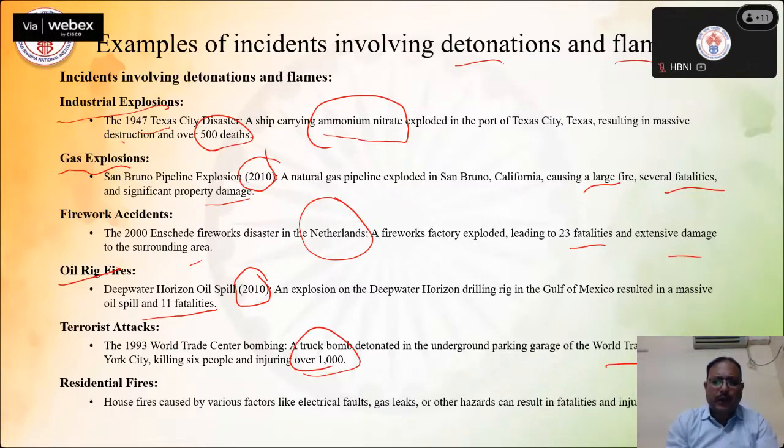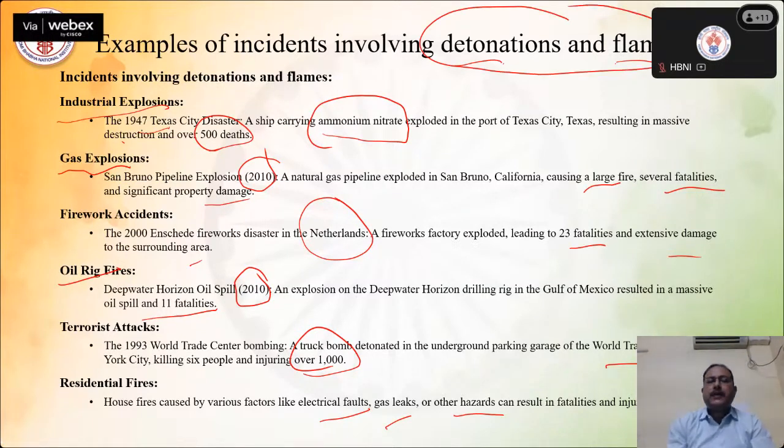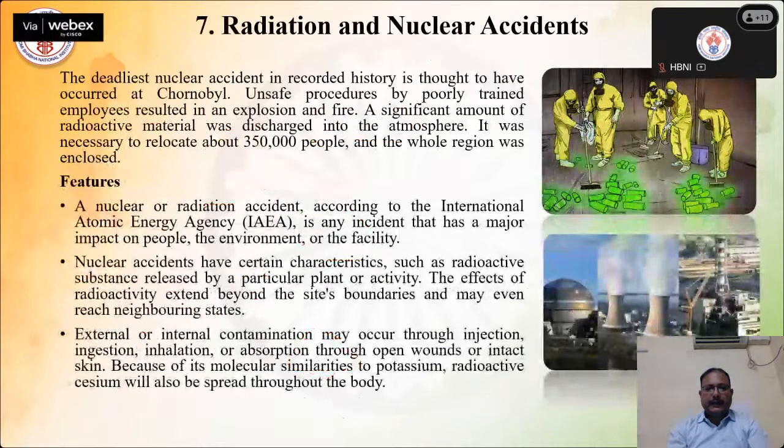And residential fires: house fires caused by various factors such as electrical faults, gas leaks, and other hazards can result in fatalities and injuries. If you see this slide, and if we try to Google other related explosions also, we can easily understand that the main factors are detonation and flames. So this is a man-made type of thing which can be mitigated with the utilization of proper SOPs and mechanisms.